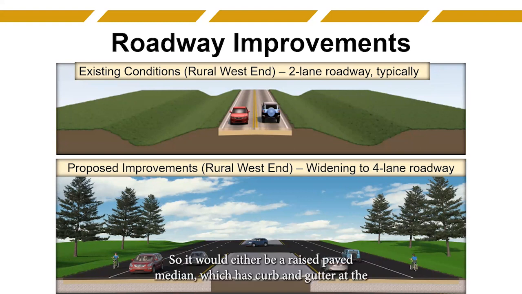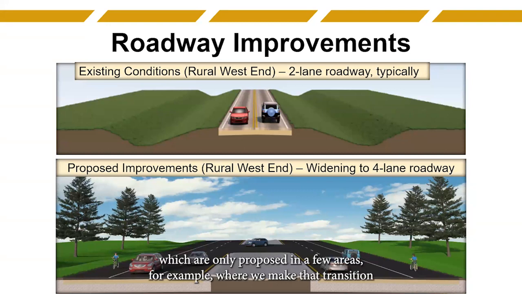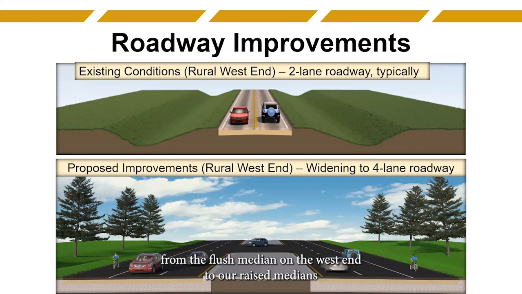So it would either be a raised paved median, which has curb and gutter at the inside edges of pavement and provides separation between the opposing lanes. And then near intersections, this raised median would narrow in order to allow a turn lane. It may also be a mountable corrugated median, which is only proposed in a few areas, for example, where we make that transition from the flush median on the west end to our raised median on either end of the study area. The corrugation provides a warning to encroaching vehicles.